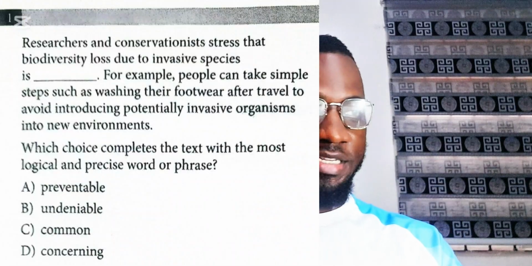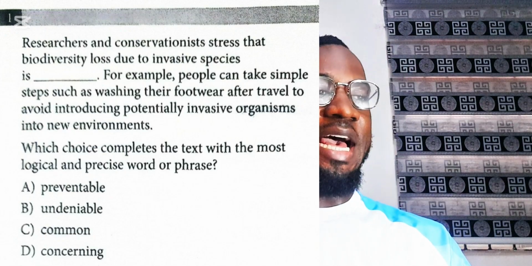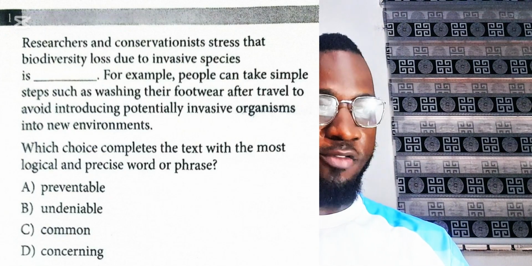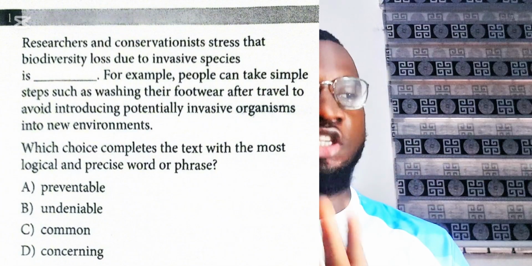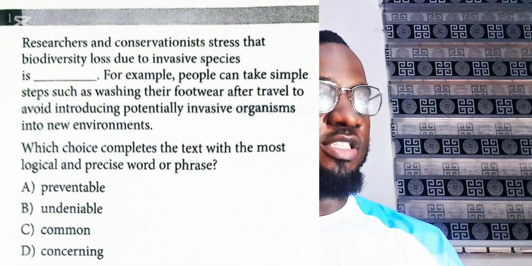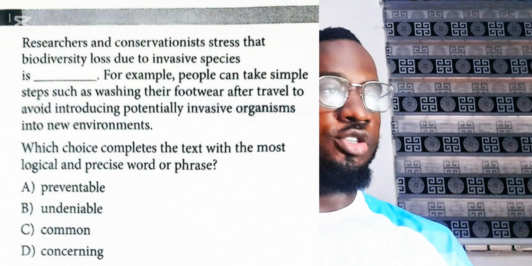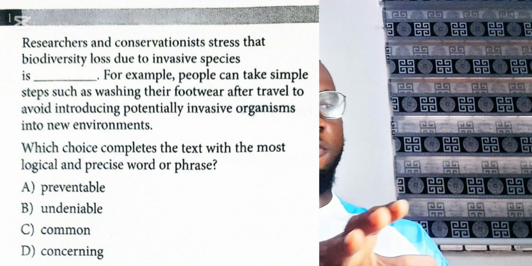Come with. Have first is a straightforward one. I have seen some pointers already from my quick glance of the passage, and I'm going to apply the first method, which is of course reading, understanding the context of the conversation, and using my clues to make a prediction about what the answer should look like. Researchers and conservationists stress that biodiversity loss due to invasive species is dash. So I think this is about something from the biological sciences.